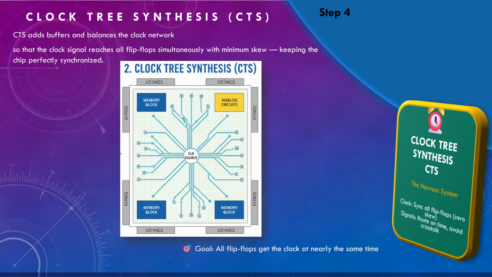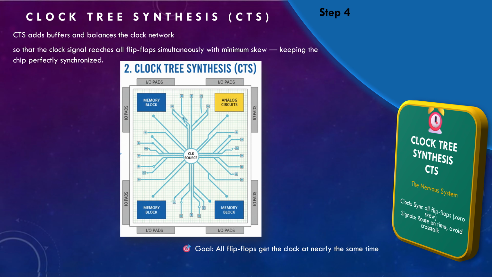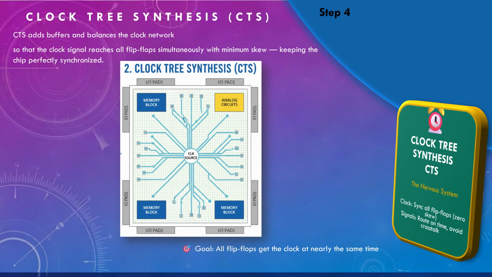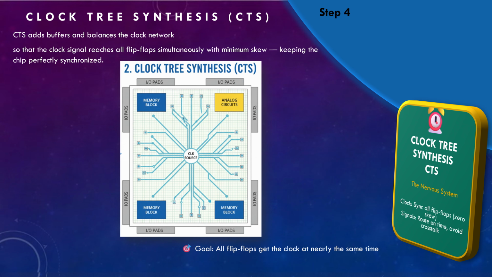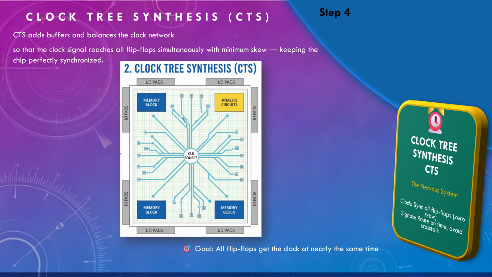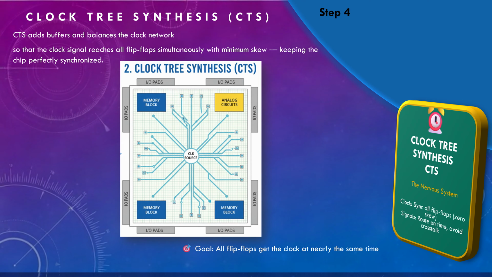If all flip-flops don't get clocked together, your chip doesn't work. CTS solution: build a clock tree like branches, balance all paths, ensure zero skew or minimal. Goal is every flip-flop gets the clock at nearly the same time. Get this wrong? Your chip might work in simulation but fail in silicon.